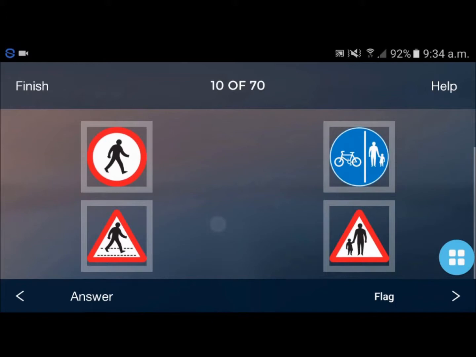What should you do when you're following a motorcyclist along a road that has a poor surface? Allow extra room in case they swerve to avoid potholes. What does this sign tell you? And it's the red triangle sign with a bicycle inside, meaning cycle route ahead.